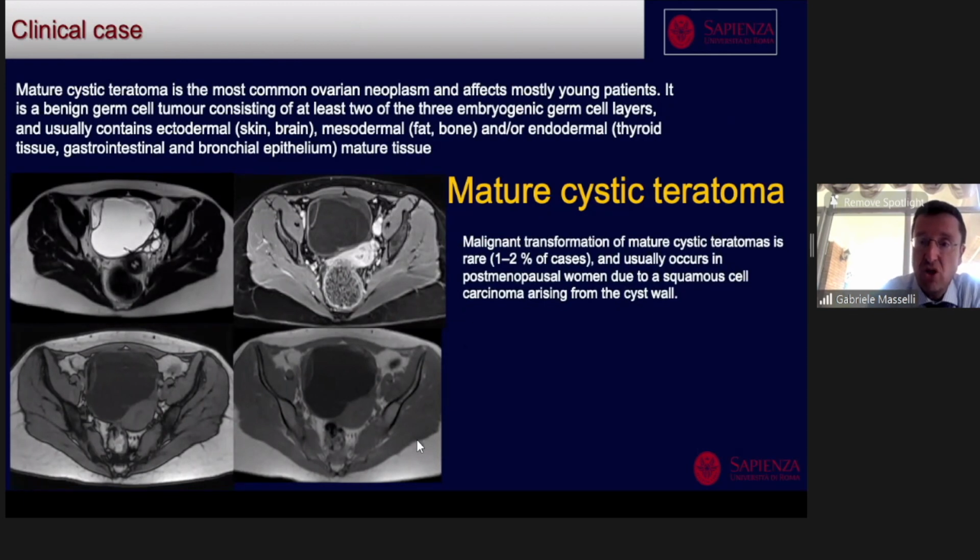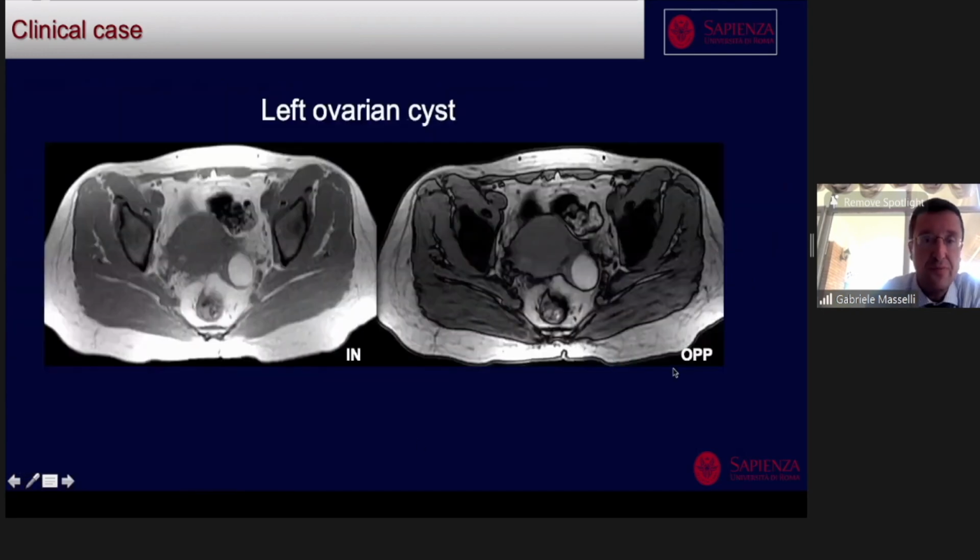Malignant transformation of mature cystic teratoma is extremely rare and occurs in postmenopausal women. In some cases, you see carcinoma arising from the cystic wall.